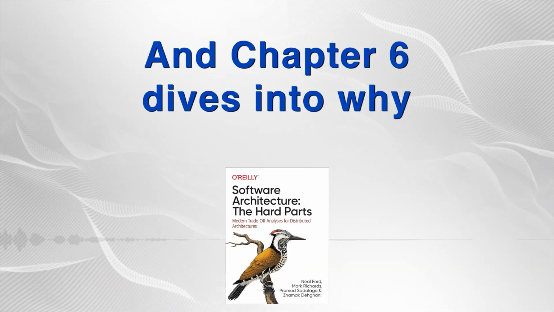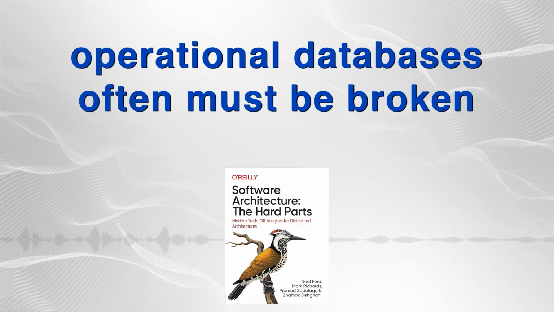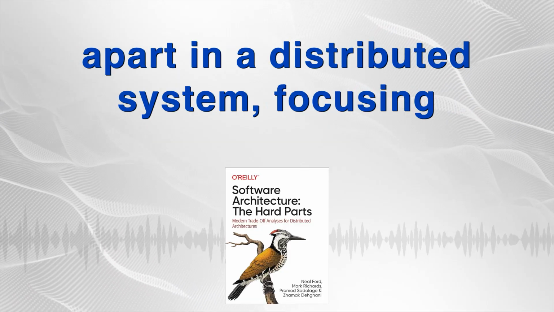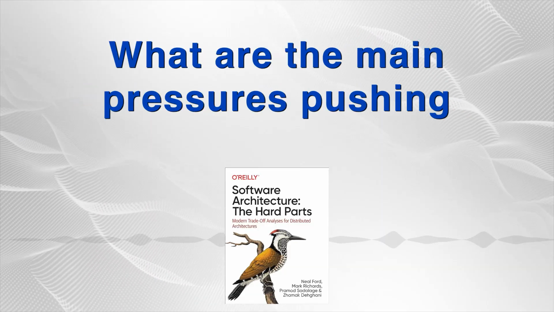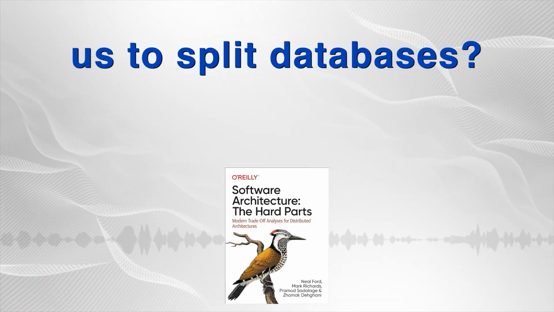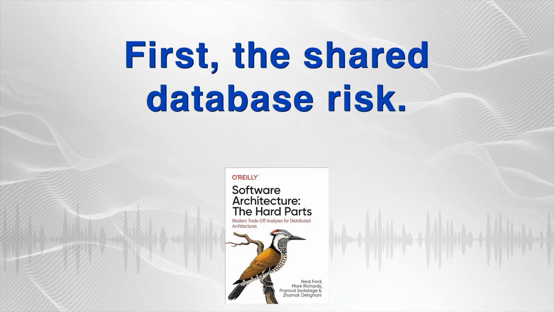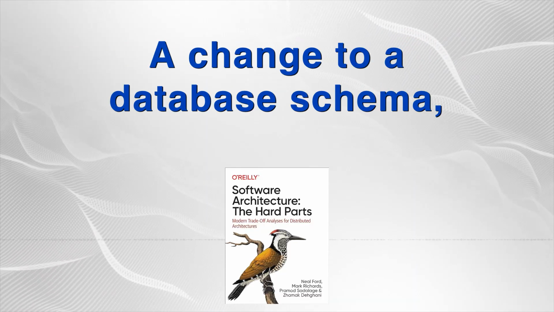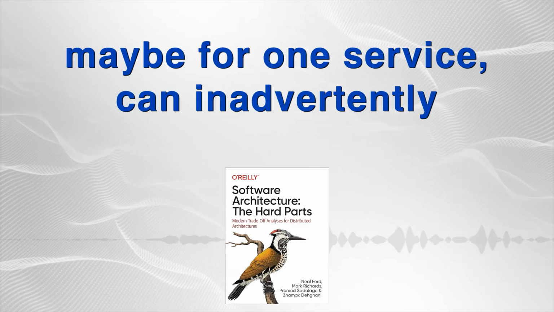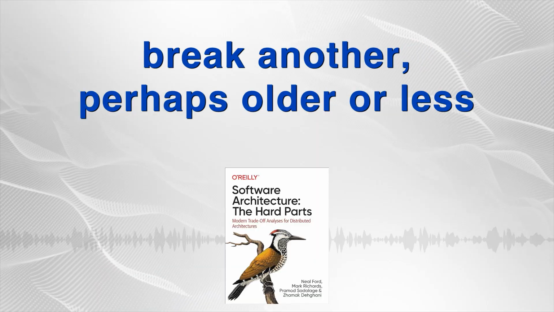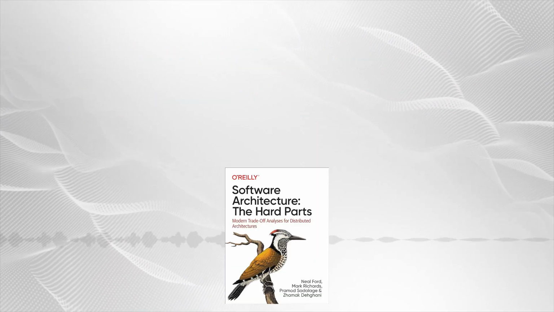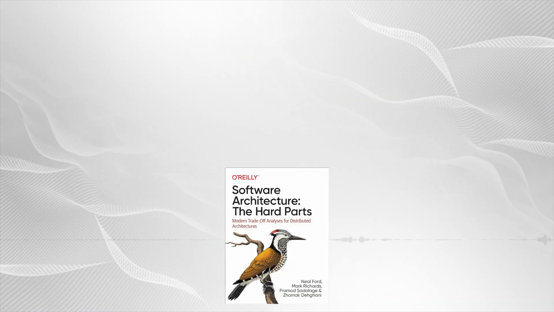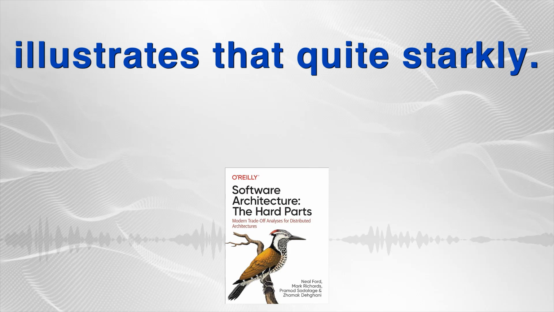And Chapter 6 dives into why operational databases often must be broken apart in a distributed system, focusing on the data disintegration drivers. What are the main pressures pushing us to split databases? Two major ones. First, the shared database risk. A change to a database schema, maybe for one service, can inadvertently break another, perhaps older or less maintained service that also depends on that same table. It's a hidden coupling danger. Figure 6.3 in the book illustrates that quite starkly.